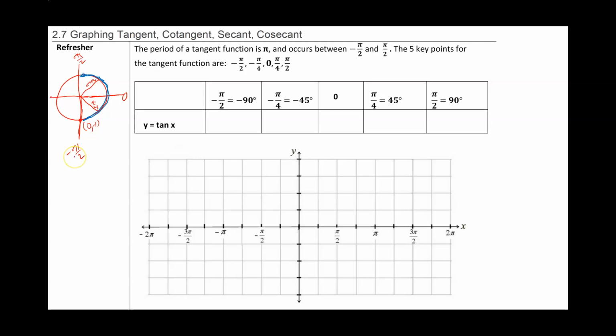So at negative pi over 2, the tangent of negative pi over 2. Tangent is always y over x. In this case, y is negative 1, x is 0, so we have an undefined value here. An undefined value means that at negative pi over 2, we are going to have an asymptote, a vertical asymptote.